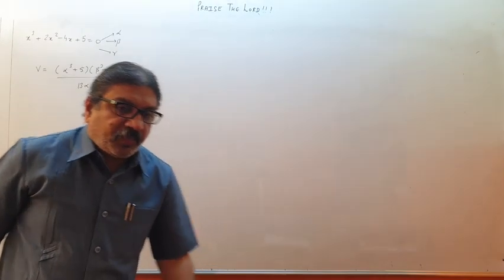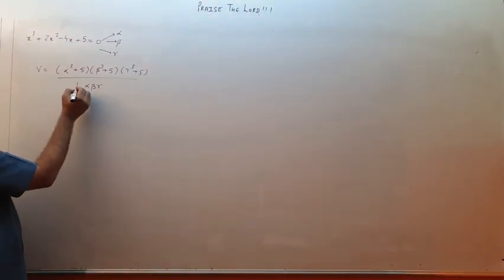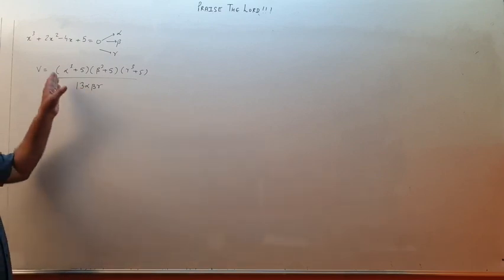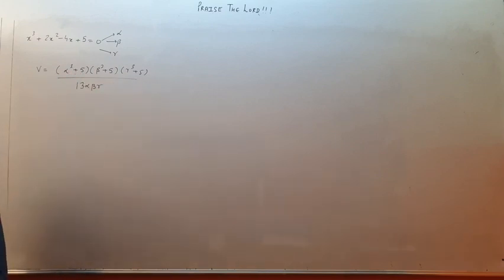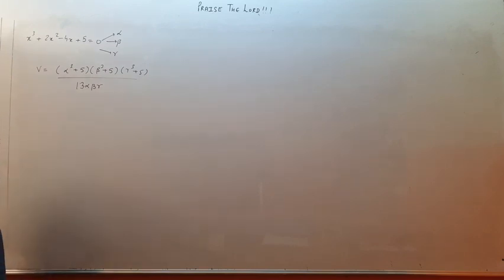See children, alpha beta gamma can be obtained. This is 13 alpha beta gamma. But if I expand this, there will be 8 terms and it will be really difficult to get the values. So we have to apply some trick over here. What trick can we use?